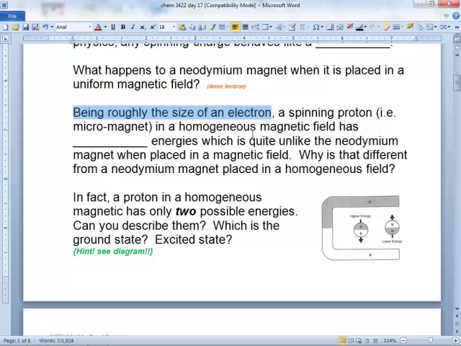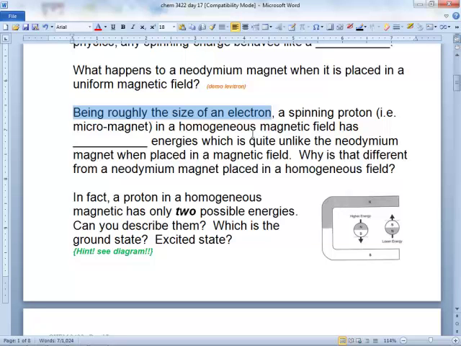Okay. Well, why is it different? Because an electron is tiny, extremely small. Anything that small is in a whole different realm. In fact, a proton in a homogeneous magnetic field has only two possible energies. Can you describe them? Which is the ground state, which is the excited state? There's a diagram of it. So you have this electron. Can't stop the spin. Acts like a little magnet. Lower energy would be the ground state, but why is one lower energy, the other one higher energy? Because the north and north are playing together, so it's all like, hey, I don't like this. Yeah, it's that repulsion idea, right?